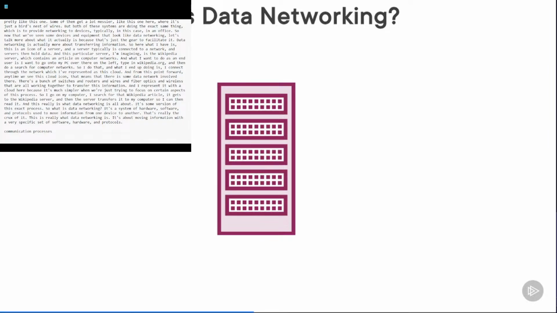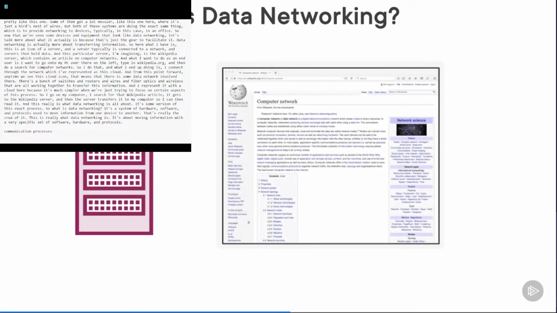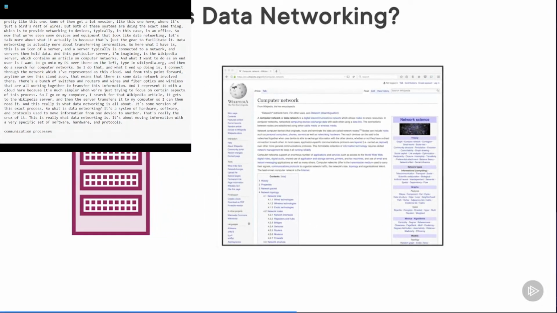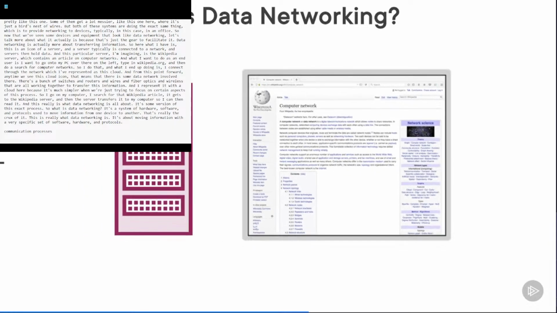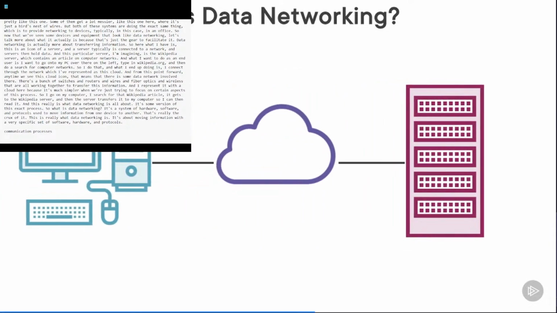So here what I have is an icon of a server, and a server typically is connected to a network, and servers then hold data. And this particular server I'm imagining is the Wikipedia server, which contains an article on computer networks. And what I want to do as an end user is I want to go onto my PC over there on the left, type in wikipedia.org, and then do a search for computer networks.